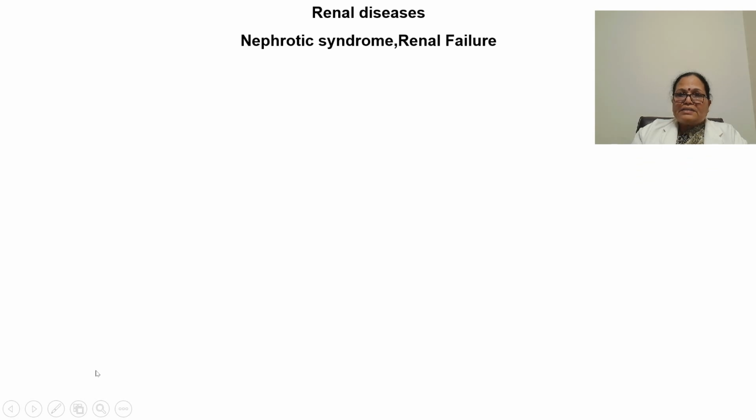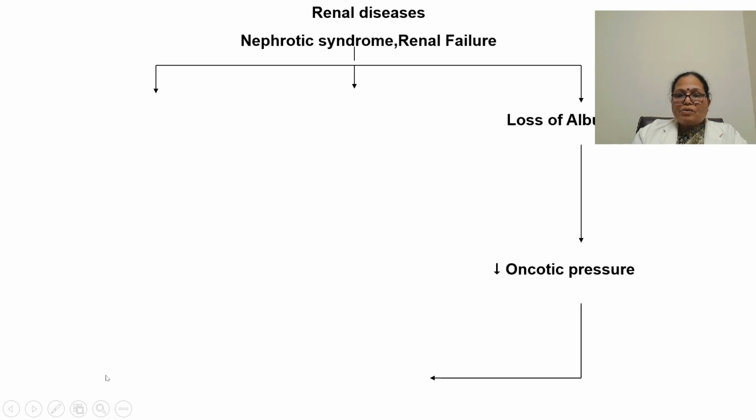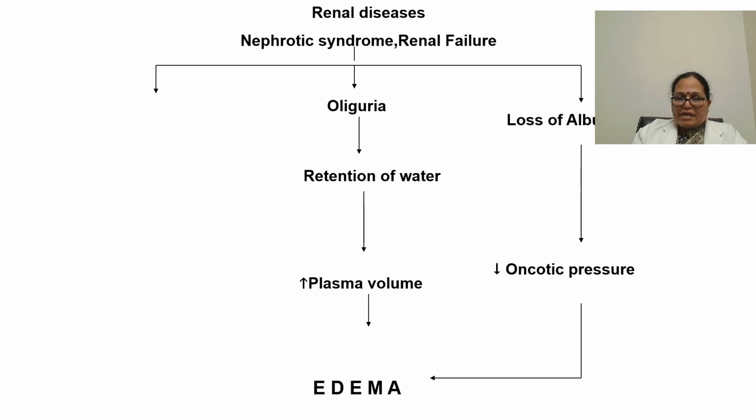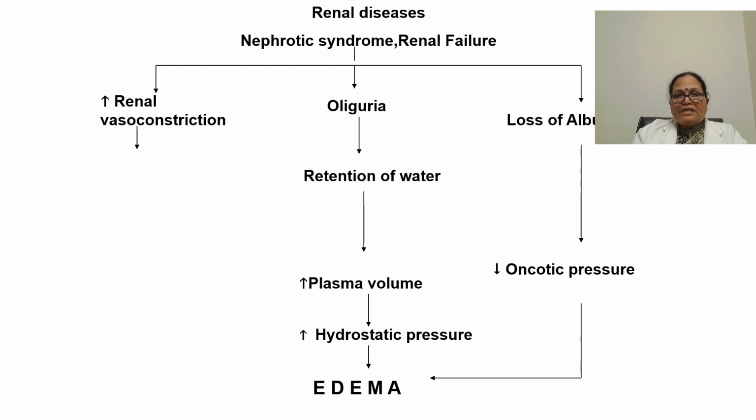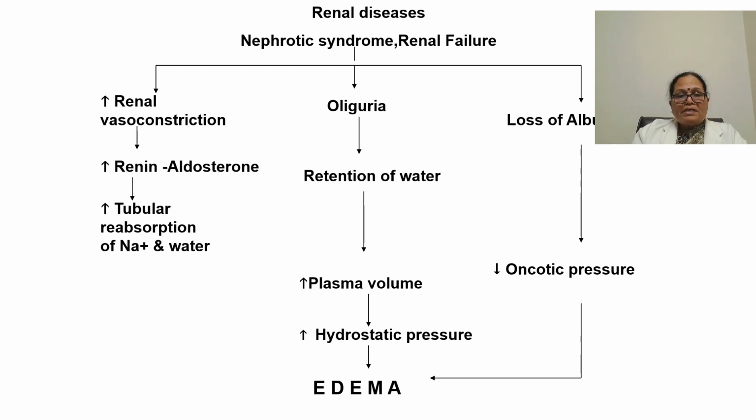Renal diseases, nephrotic syndrome, renal failure, loss of albumin, and leads to decreased oncotic pressure, leads to edema. So all roads are leading to edema. Oliguria results in retention of water, increased plasma volume, increased hydrostatic pressure, and edema. And increased renal vasoconstriction, renin aldosterone, increased tubular reabsorption of sodium and water, increased plasma volume, and edema. So, nephrotic syndrome, increased renal vasoconstriction, oliguria, and loss of albumin. So, renin aldosterone, tubular reabsorption, retention of water, decreased oncotic pressure, and edema finally.